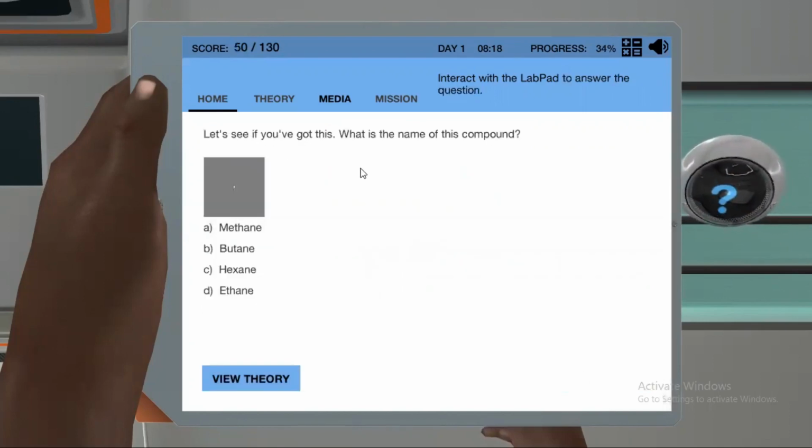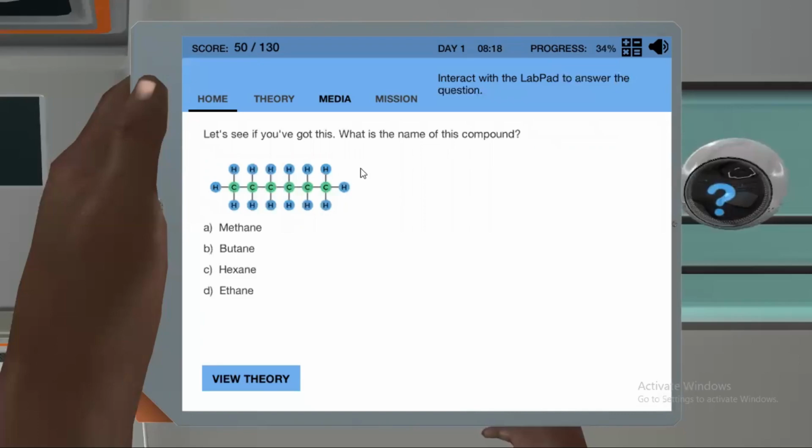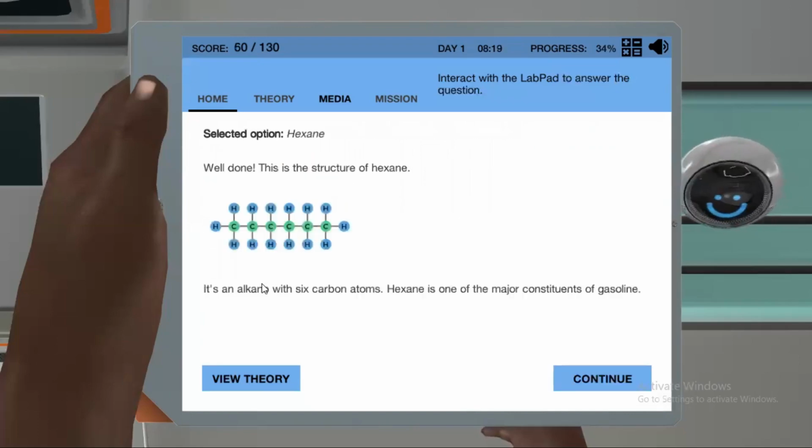Let's see if you've got this. What is the name of this compound? Well done. This is the structure of hexane. It's an alkane with 6 carbon atoms. Hexane is one of the major constituents of gasoline.